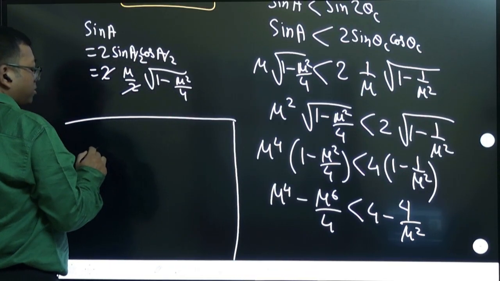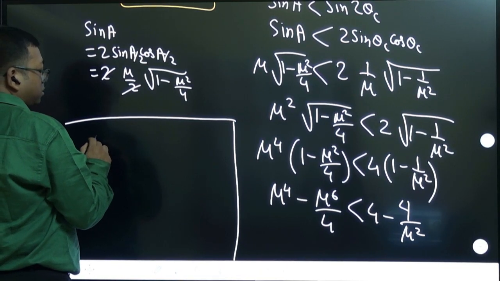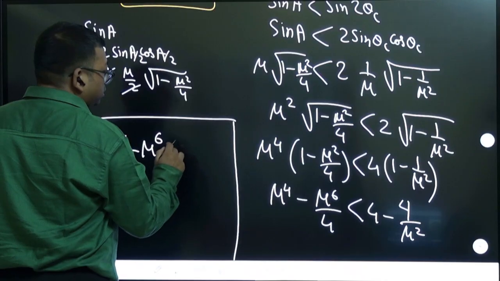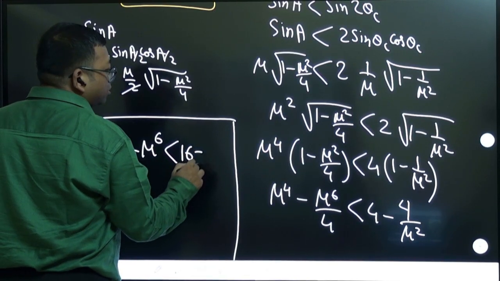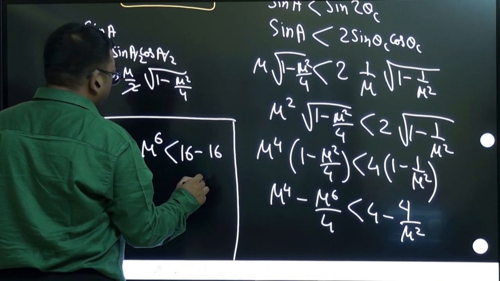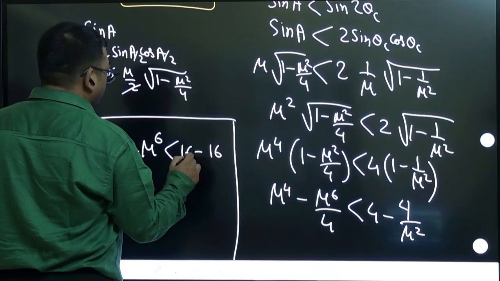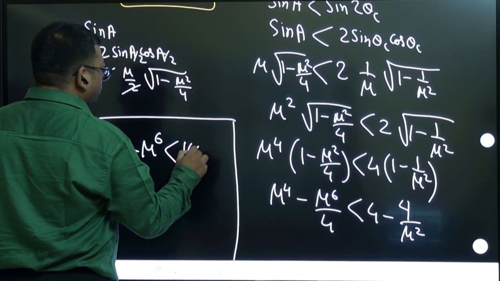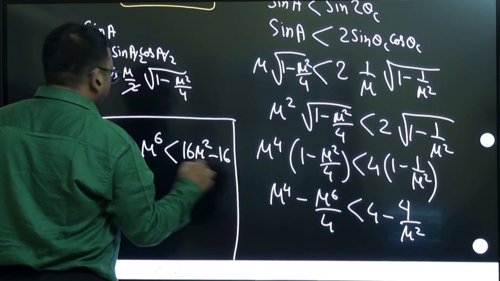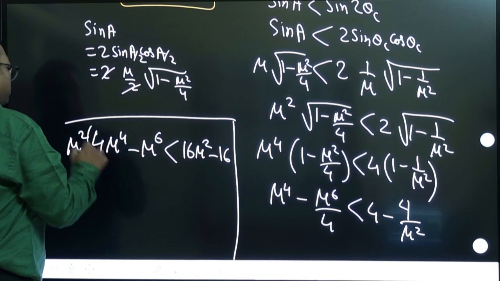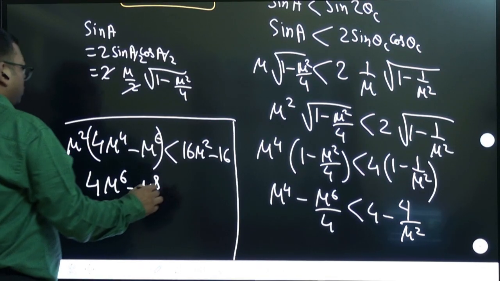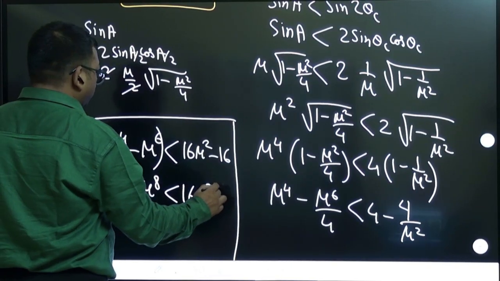So then it comes from here: 4 times 4 mu power 4 minus mu power 6 is less than this. 4 times 4 gets 16, minus 16, right? So this 4 mu square will come, so 16 mu square minus 16. This mu square will multiply here extra. So 4 mu power 6 minus mu power 8 is becoming 16 mu square minus 16.